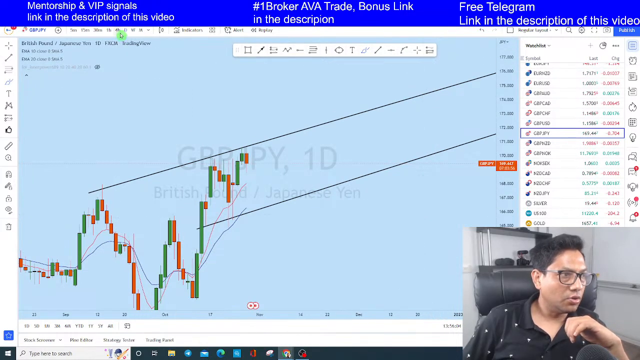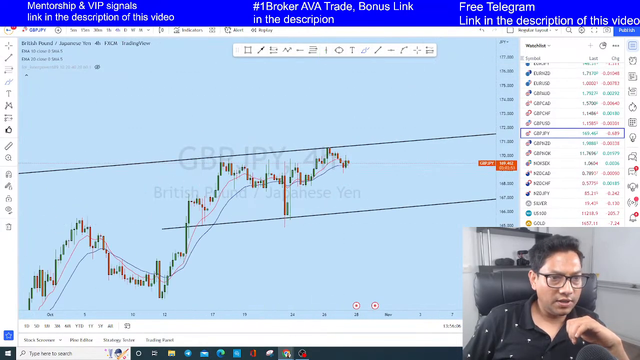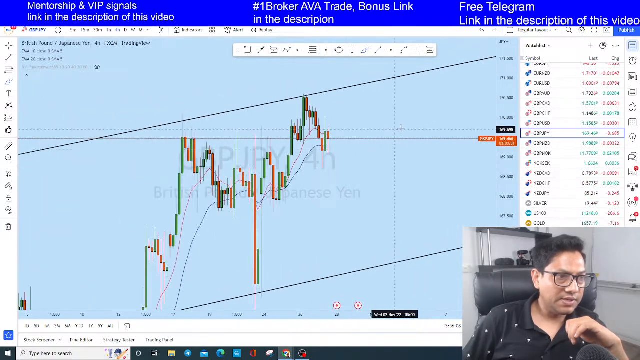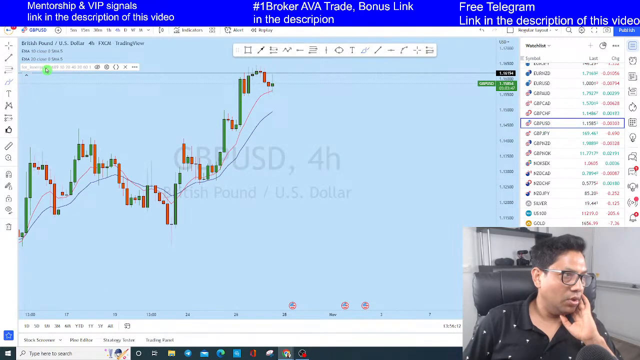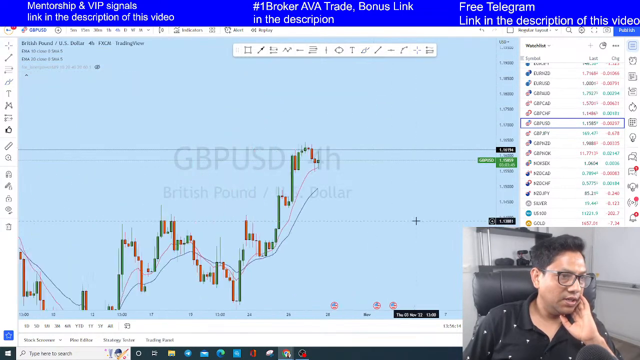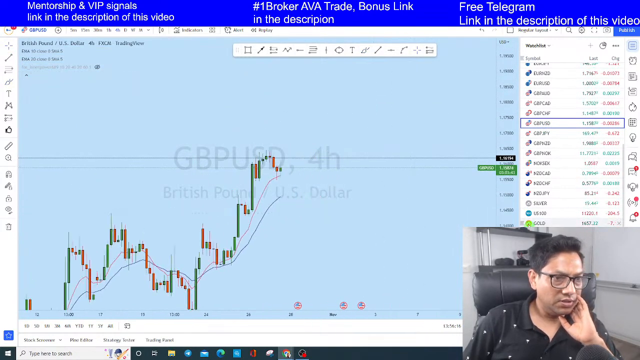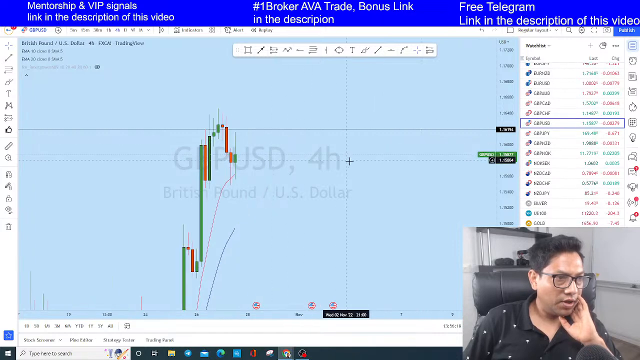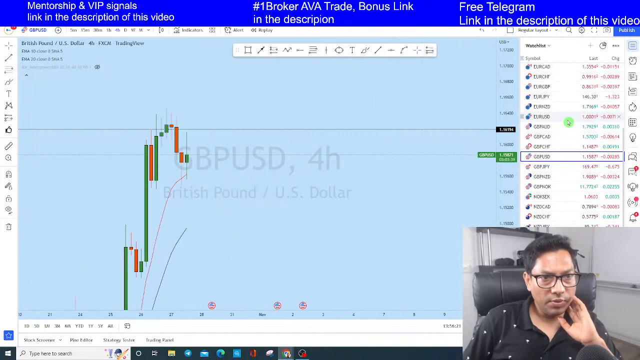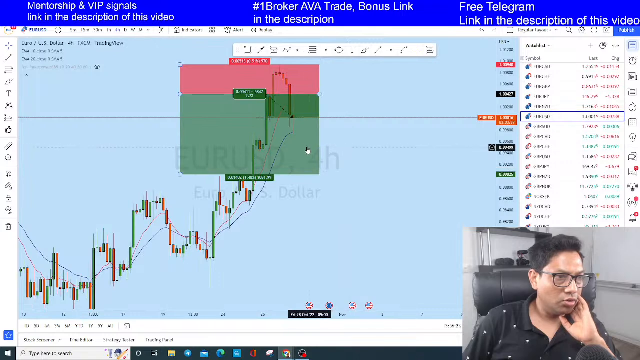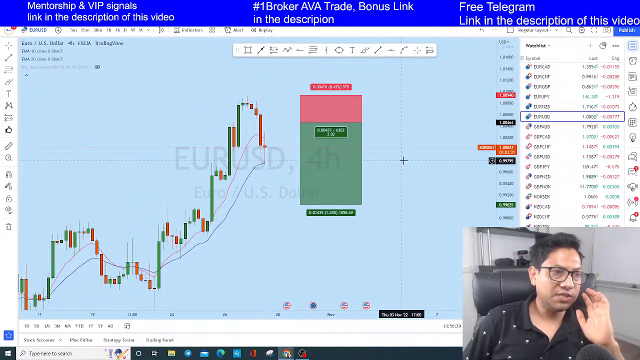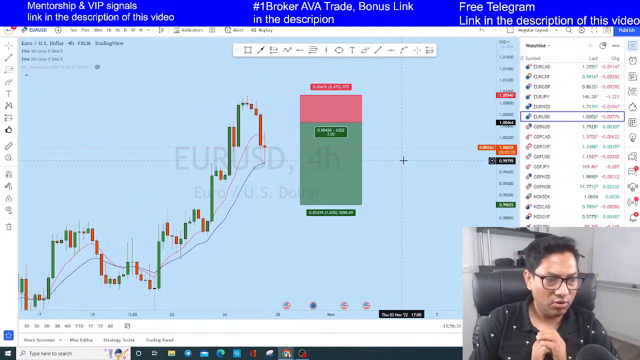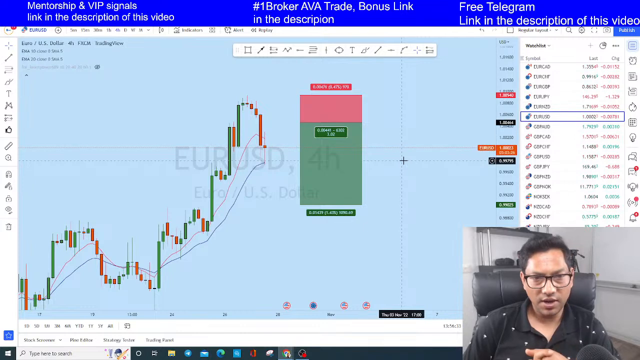For now I think we might see some selling opportunity on GBP JPY, like the GBP USD, which, as you can see, is now rejecting from the top. Let me look at the euro. Euro dollar is also moving in good profit that we have entered, and I'm expecting it to come back down. That will be an awesome trade when it comes back down.